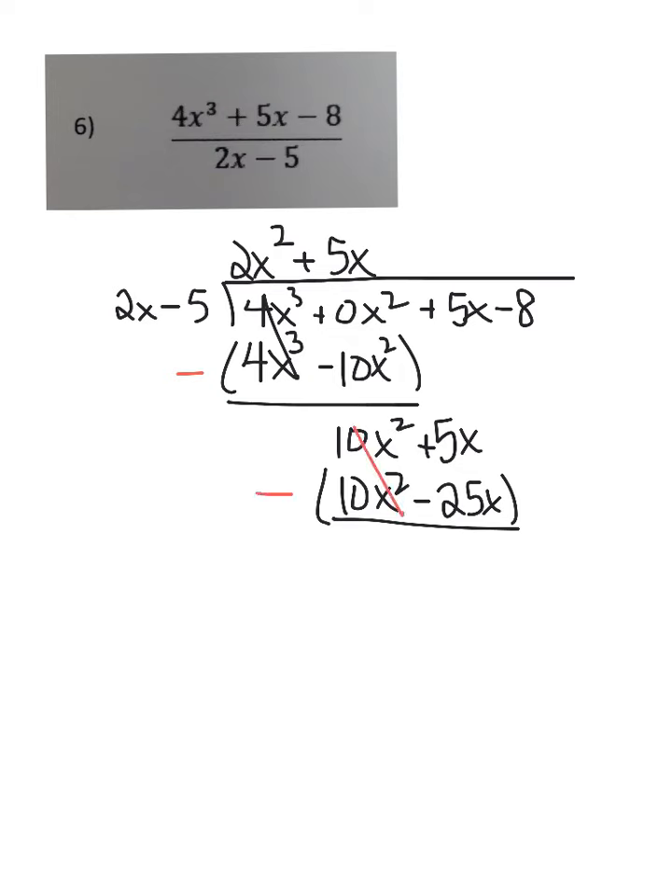Okay, we know those will cancel out. And I'm going to do 5 minus negative 25, which is going to give me 30. Bring down the x, and then the minus 8. Okay? All right. So now I'm going to be multiplying by a positive 15.